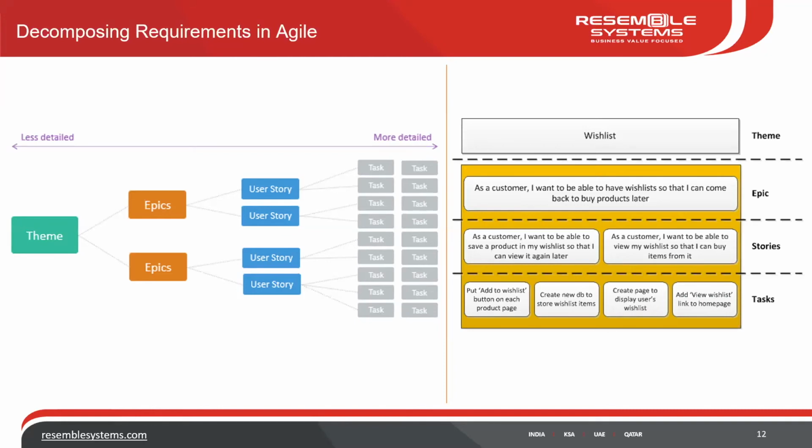It says, okay, I am developing an e-commerce website. Now I want to have a wish list button. So that wish list feature becomes the theme. Then next is epics. What is an epic?